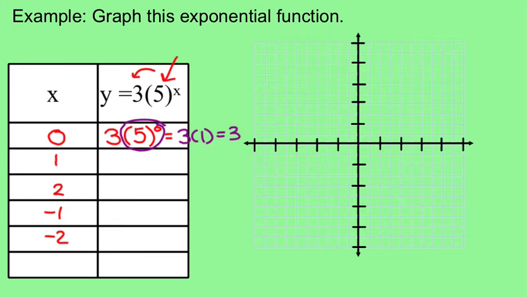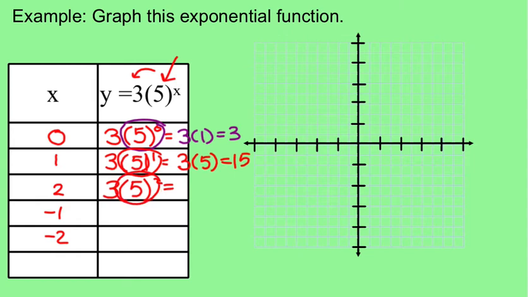Next one, 3, 5 to the 1. We take care of this piece first. 5 to the 1 is 5. 3 times 5 is 15. Pretty big number now. 3 times 5 squared. 5 squared is 25. 3 times 25 is 75.